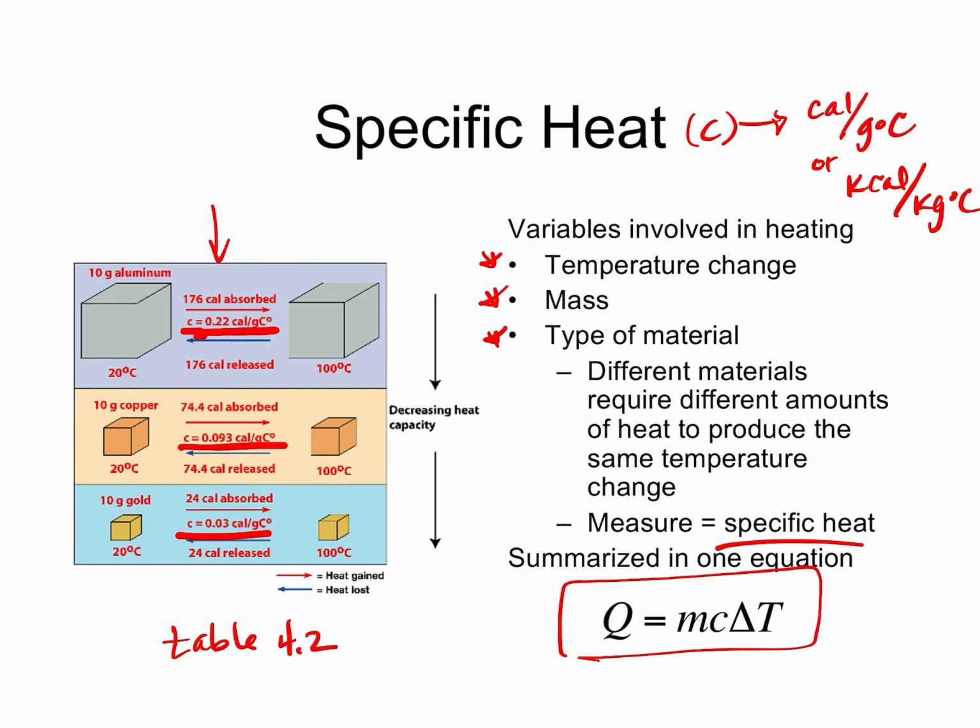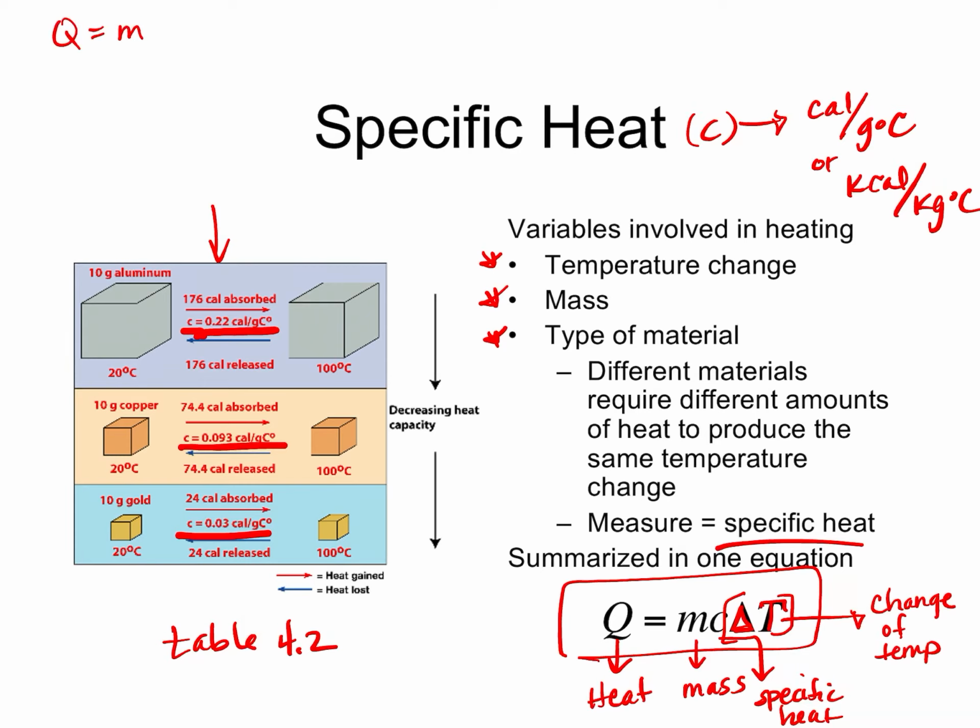So here is your equation for heat. This big Q here means heat. This is mass. This is specific heat. And this triangle T right here, that's together. That means change of temperature. All right, and I'll go ahead and write, I'll bring it up here though, so I have a little bit more space.